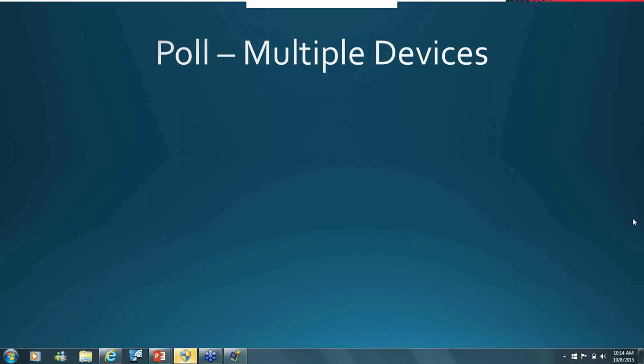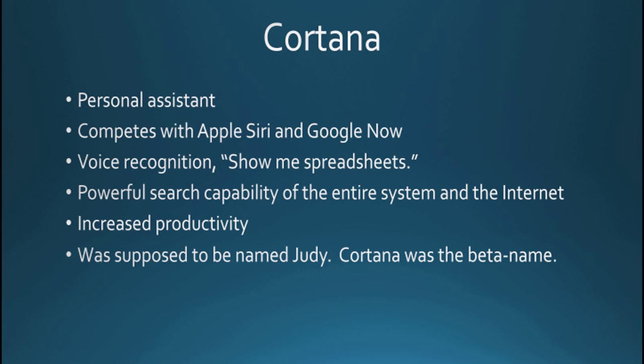Okay, so let me put the poll away here. We'll come back to our presentation. So Cortana is a tool much like Apple Siri and Google Now. Allows for voice recognition. It can take commands like show me spreadsheets. It can also take commands that allow for searching the web for various information. It's very, very powerful, and it's got very accurate voice recognition. So this is one of those things that allows for increased productivity. When it was first in development, it was supposed to be named Judy. However, they liked Cortana so well, they just kept the beta name.